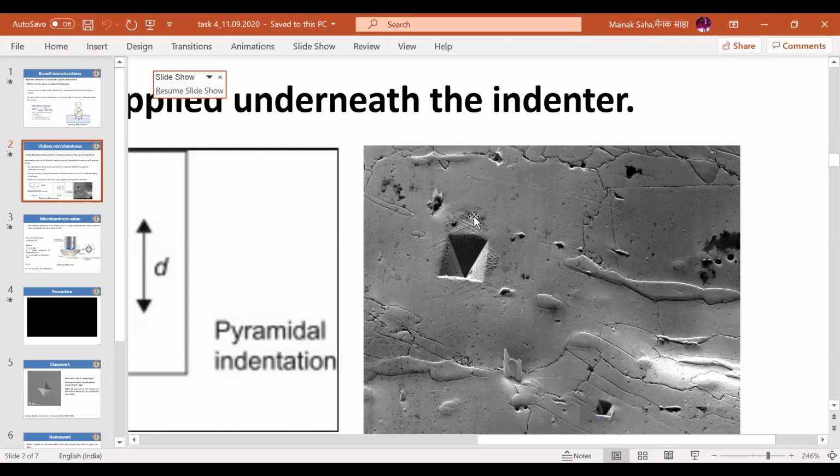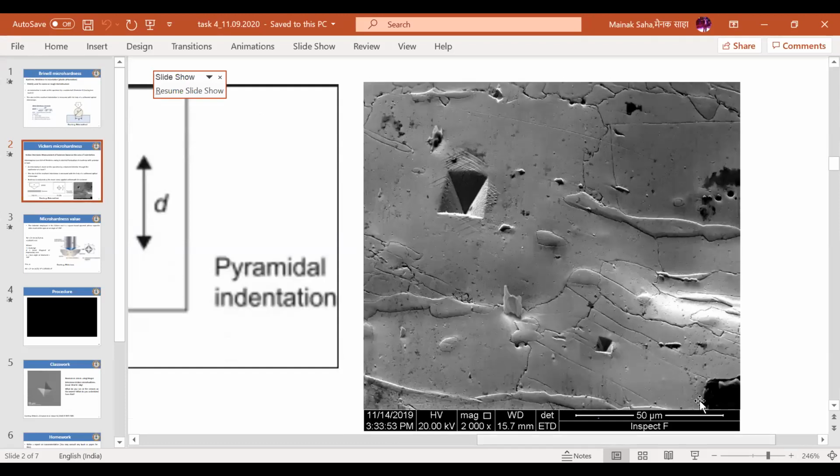Whenever you have any kind of plastic deformation, you have deformed the material plastically. What is going to happen is that the material itself is going to have some resistance to the plastic deformation. So the plastic deformation happens in the localized region, in the very local neighborhood. In this image, the magnification is 2000, the imaging voltage is 20 kV, and the scale bar is 50 microns. Now this distance is within 10 microns.